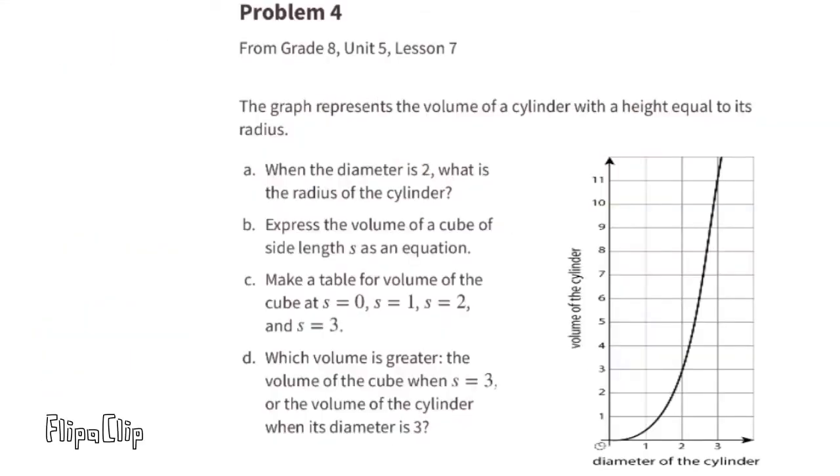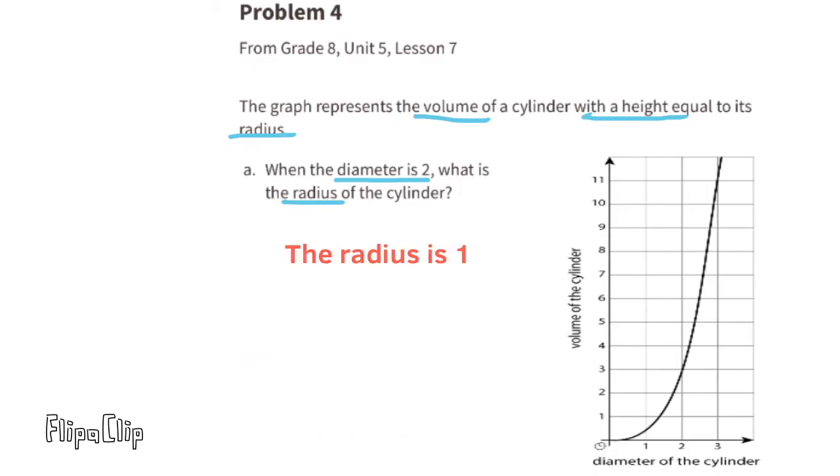Problem number 4 from 8th grade, Unit 5, Lesson 7. The graph represents the volume of a cylinder with a height equal to its radius. A. When the diameter is 2, what is the radius of the cylinder? Radius is half the length of the diameter, so if the diameter is 2, the radius is 1.